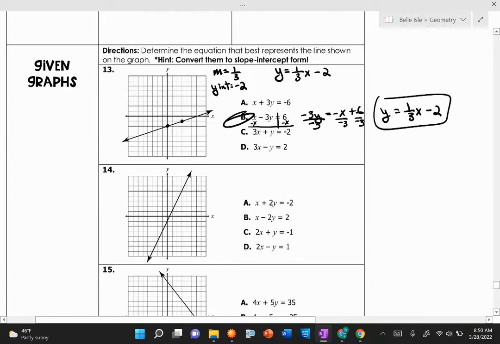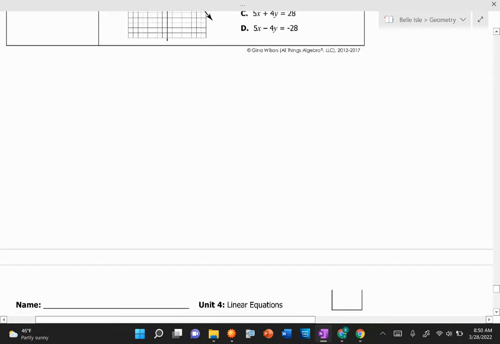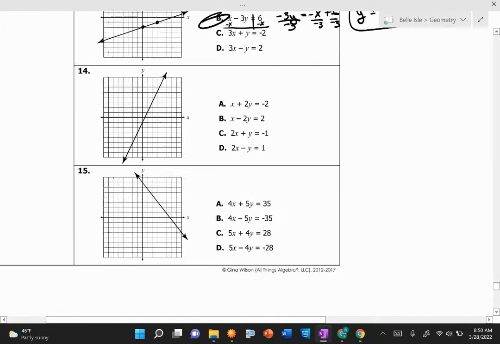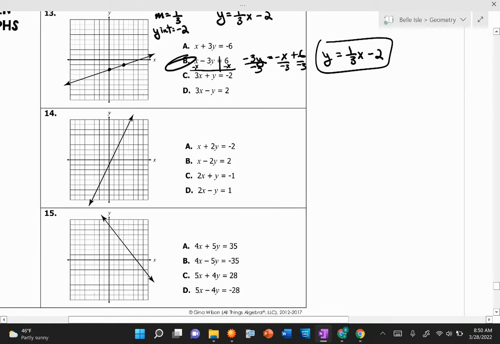Okay, so you can go through and do 14 and 15. And once you get done with those, if you want to go back and do the others, you can. Then you can go ahead and get started on the assignment that goes along with this. If you just scroll down a little bit more on your attachment, it should be those last 2 pages.